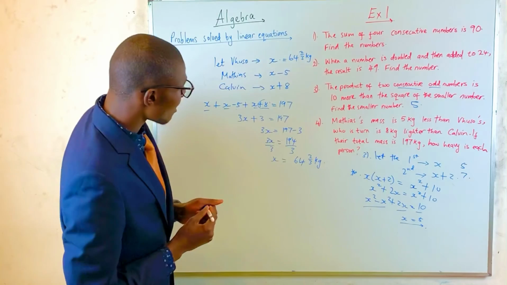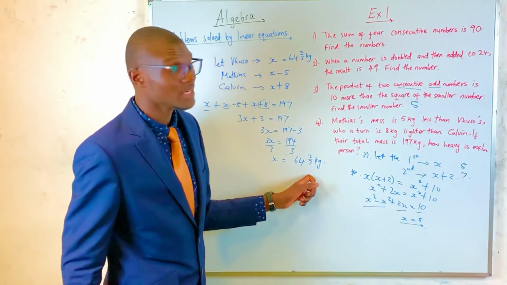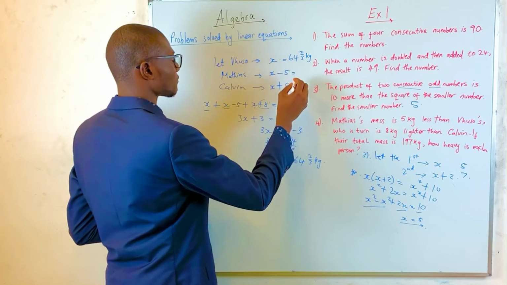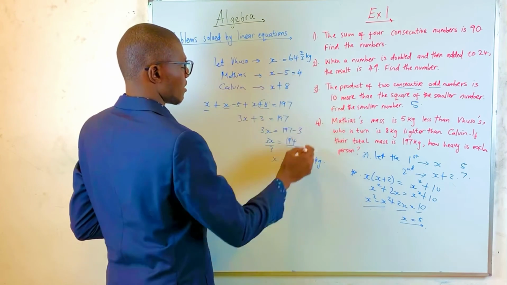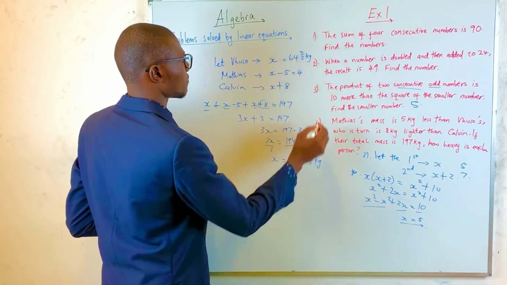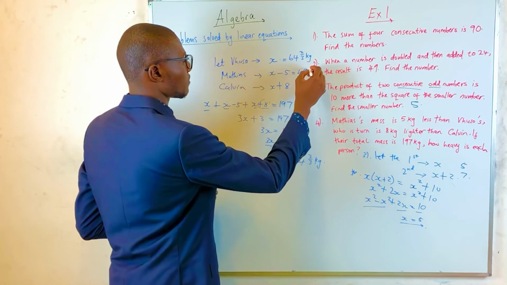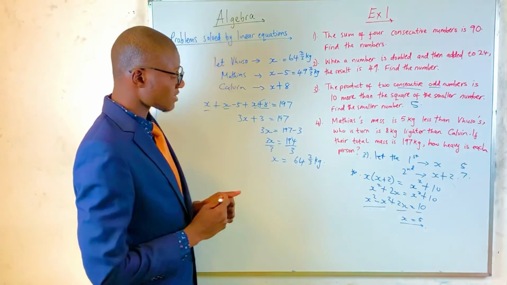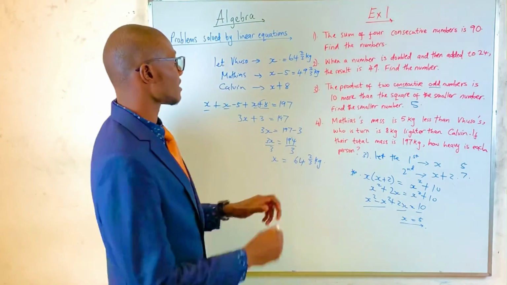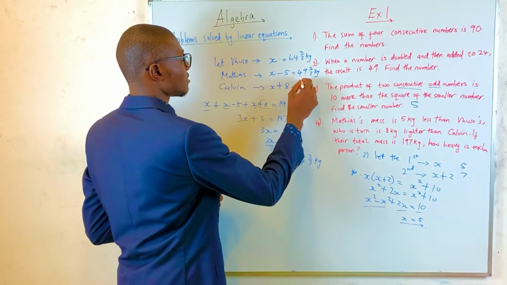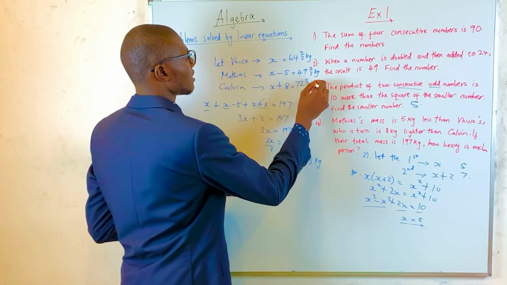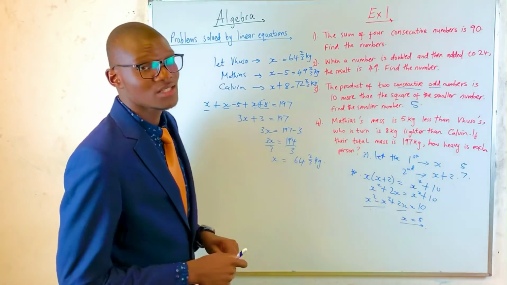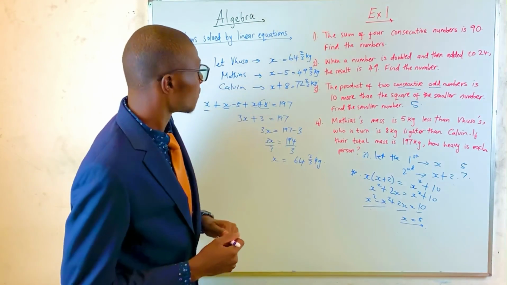Then Matthias' mass will be 64 and 2 thirds minus 5, which is 59 and 2 thirds kilograms. Then Calvin's mass will be 64 and 2 thirds plus 8, which will give us 72 and 2 thirds kilograms. So these are the masses for each of these people, right?